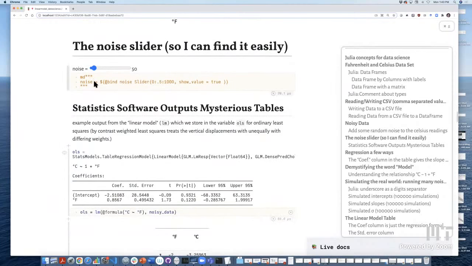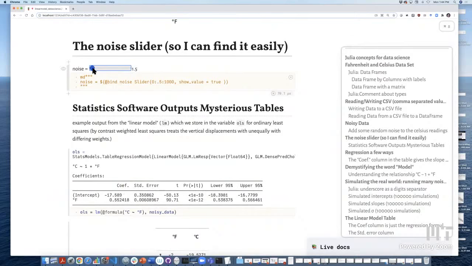So when my noise is 0, the coefficients are exactly what we know them to be, right? The 5/9 is the slope between centigrade and Fahrenheit, and -17.777 is the exact Celsius when Fahrenheit is 0. Okay, but now let's watch the numbers change as we add a little bit of noise. Let's not go too far at first, just a little bit of noise.